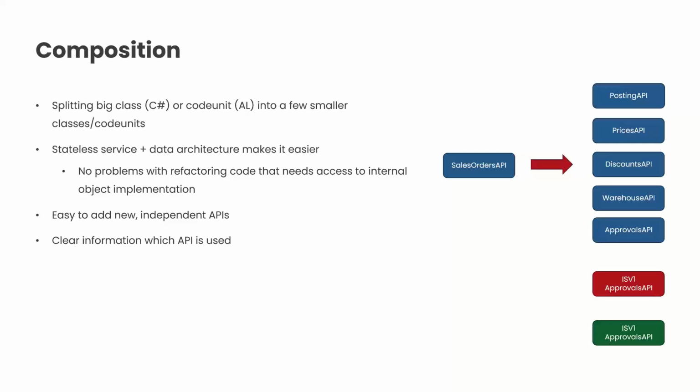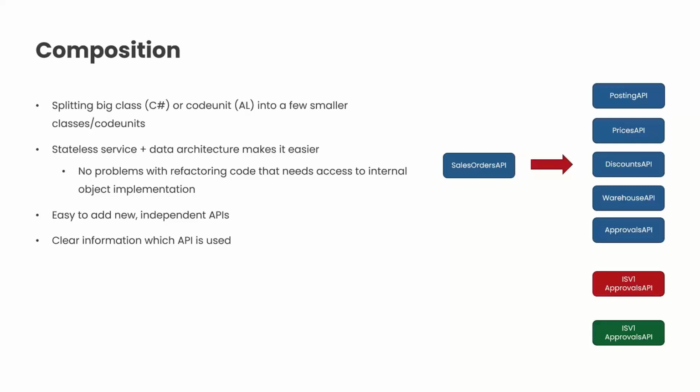So smaller services doing something smaller, working only with this smaller set of functionalities, and this way also gives you nicer separations. If you have other extensions from other ISVs, and they also provide some service codeunits, then you can clearly see in your code which one you're calling.